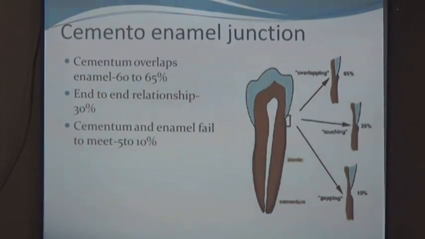Cemento-enamel junction. Here in MCQ they used to ask which overlaps more. Usually the cementum overlaps the enamel. Always cementum overlaps the enamel, and the end-to-end relationship is only 30%. Very rarely the cementum and enamel fail to meet. So usually only the cementum overlaps the enamel. Make it into your mind: the enamel doesn't overlap the cementum, only cementum overlaps the enamel. Very rarely it doesn't meet at all. Okay.